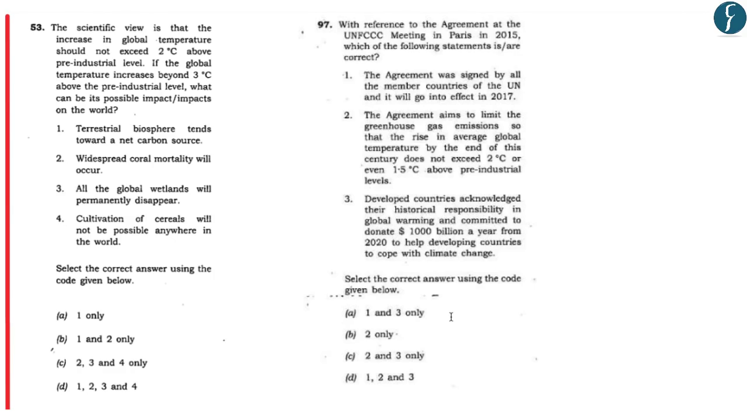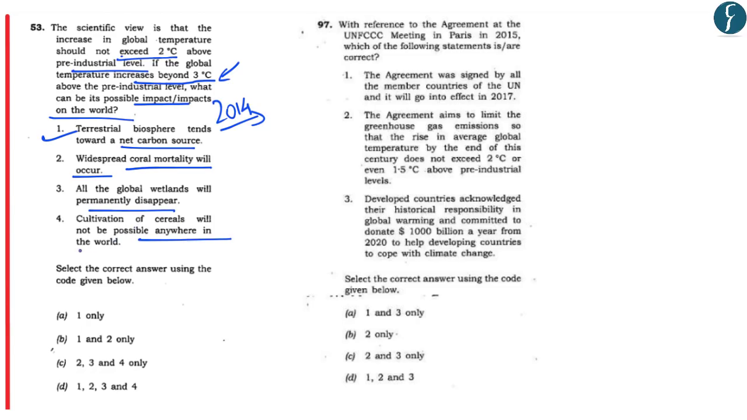Now, as mentioned earlier, various questions have been asked by UPSC on this concept of climate change. This particular question was asked in the year 2014. The question read: the scientific view is that the increase in global temperature should not exceed 2 degrees Celsius above the pre-industrial level. If the global temperature increases beyond 3 degrees Celsius above the pre-industrial level, what can be the possible impact or impacts on the world? The options provided were: the terrestrial biosphere tends towards a net carbon source, widespread coral mortality will occur, all the global wetlands will permanently disappear, and cultivation of cereals will not be possible anywhere in the world.